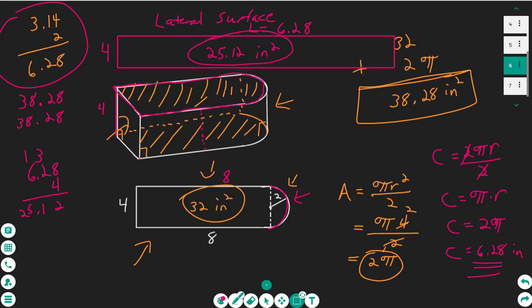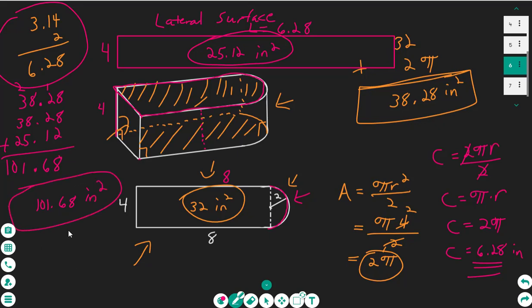All right, now what do we have to do? Are we done? Well, no, right? I'm going to give myself a little more real estate here. Now we found the area of all the sides. We have the top, we have the bottom, and we have the lateral surface. So now we need to add all of that up. So we're going to put that over here, 25.12. Add this whole thing up. We end up with, let's see, 18, 6, 21, and 10, if my math is right there, 101.68 inches squared. That is the amount of wrapping paper we would need to cover this whole shape.